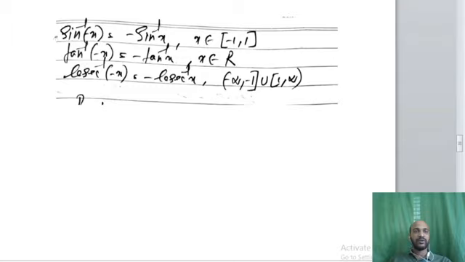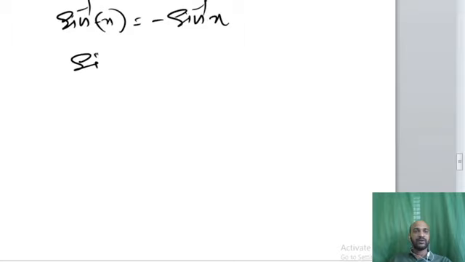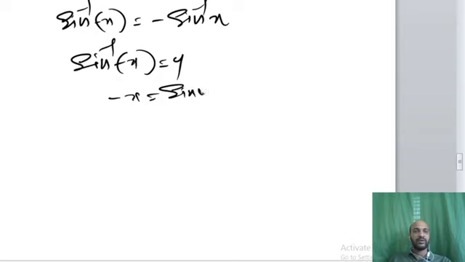So let us prove result 1. Result 1 is sin inverse of minus x equal to minus sin inverse of x. So let us consider the left hand side. Let sin inverse of minus x equal to y. Then what is minus x? Minus x will be sin y. Therefore, what is x?